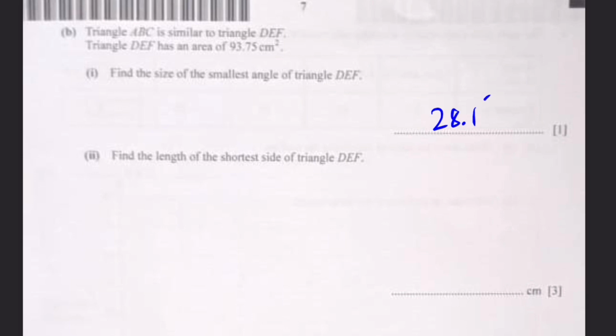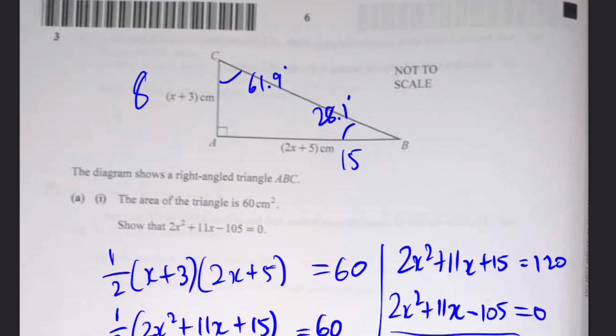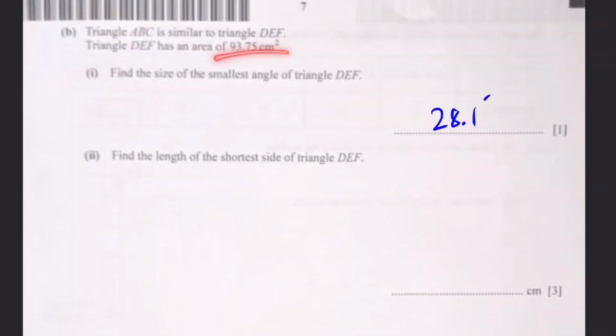Find the length of the shortest side of triangle DEF. Well, the hypotenuse is always the longest side, and that means it cannot be the shortest, right? And we know that this is longer than this, or the opposite is longer than the adjacent with respect to this angle. So AC is the shortest length in this triangle. Now the area is 60 centimeters squared here and 93.75 centimeters squared here. So first of all, AC is the shortest side.